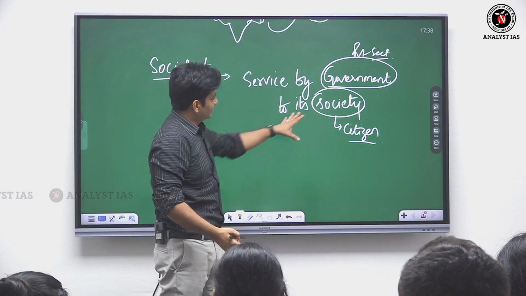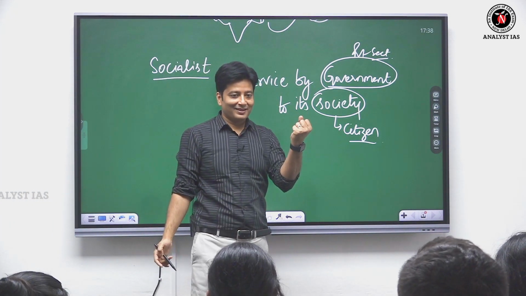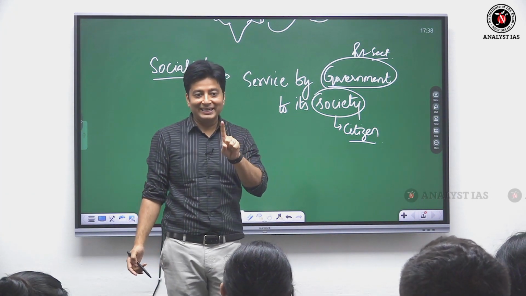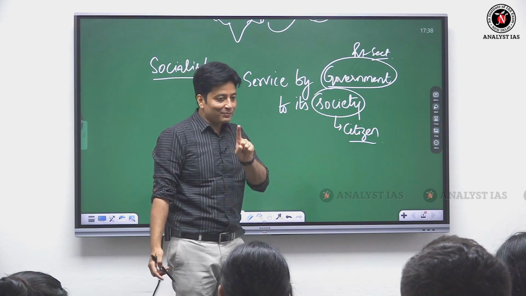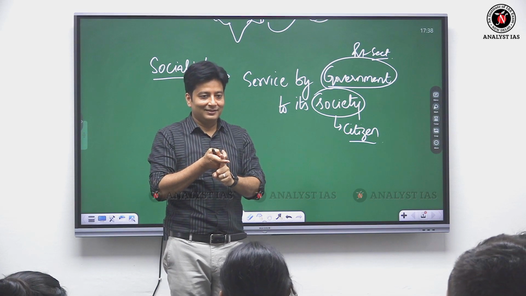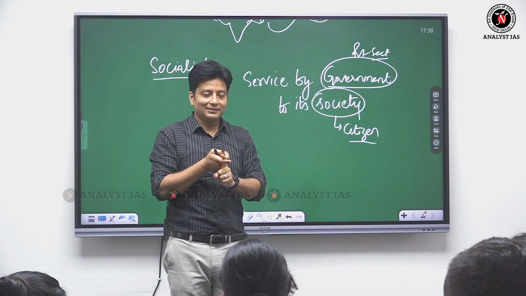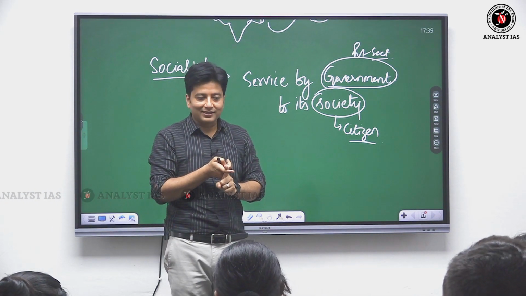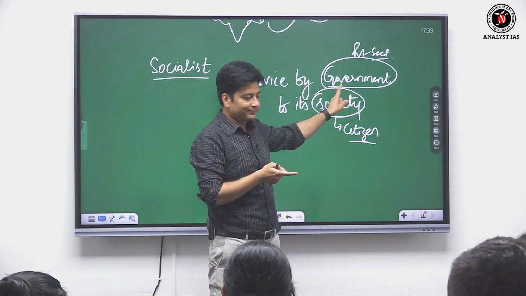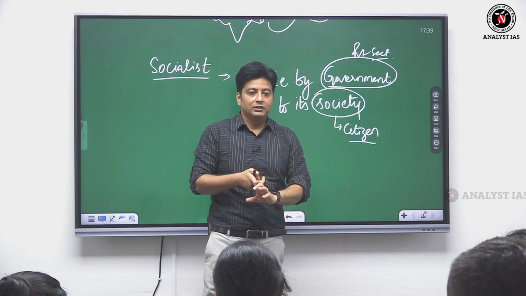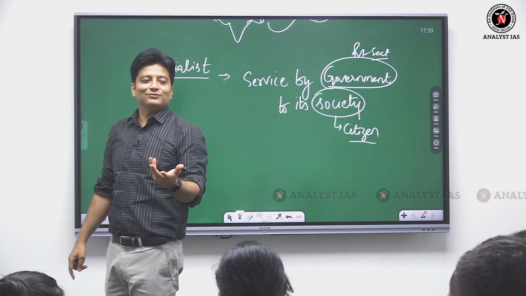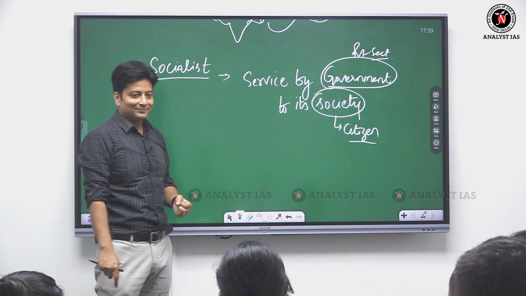No. Society means network of people. They are talking about a group. Collectivistic approach. It's not individualistic. It means what? We are talking about all. Sarva dharma sambhava, sarva dharma sukhaya and sabka saath sabka vikas. So in socialist, government role is necessary and we are talking about a group. So actually we are hinting at what? Welfarist state, and this is what is there in DPSP.